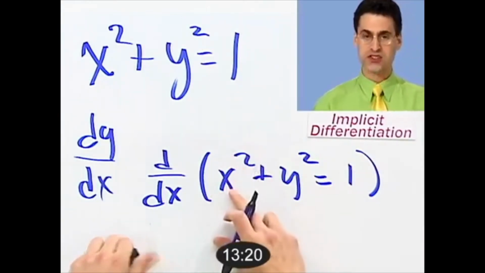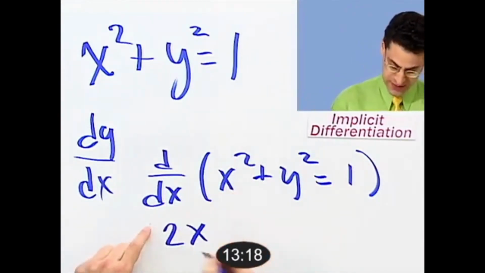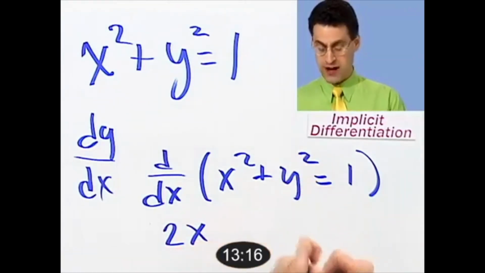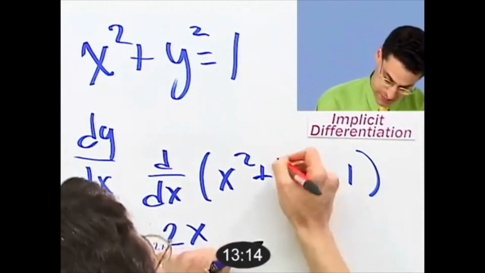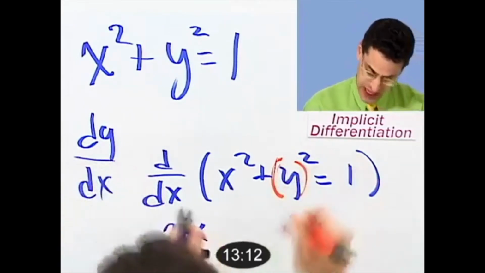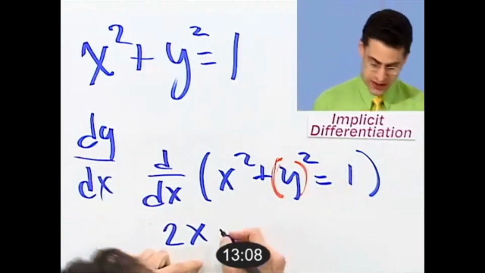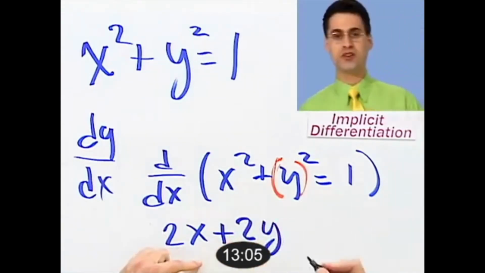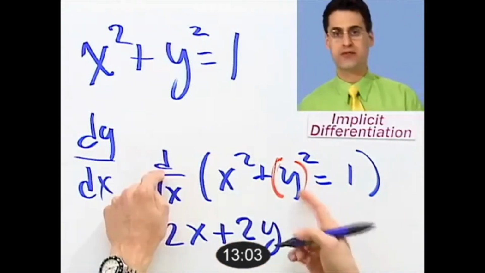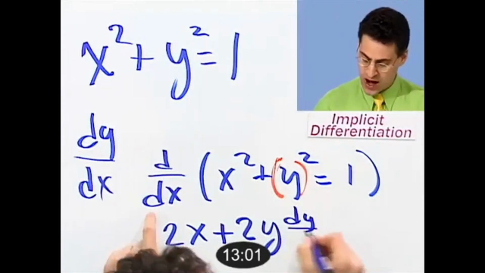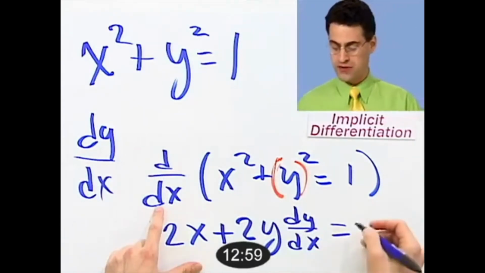The derivative of x squared with respect to x is just 2x, not a big deal. The derivative of y squared, remember how I think about this? I think about this as clumping all this together, and I see this as a blop squared, so I actually use the chain rule, which we just developed. The chain rule says the derivative of blop squared is 2 blop, and then I multiply that by the derivative of the blop, which is the derivative of y with respect to x. That's called dy dx, folks. The derivative of 1 is 0.